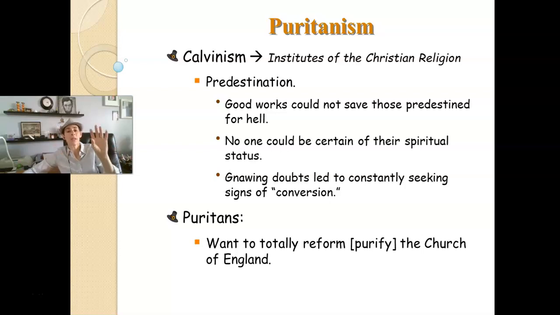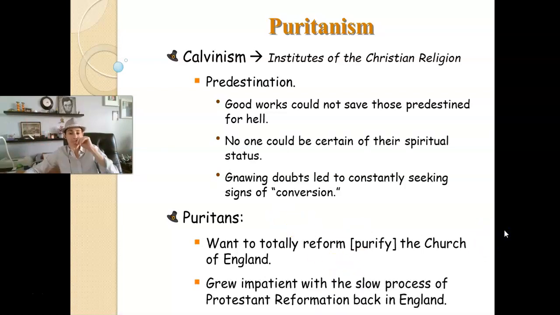They just wanted that. What they didn't like was that both the Puritans and the Separatists agreed that the Church of England was not good. Like, there were bad things happening. It was no good, no bueno. But Puritans wanted to reform or purify the church. They didn't want to necessarily completely separate from it. And they didn't like how slow everything was happening in England.